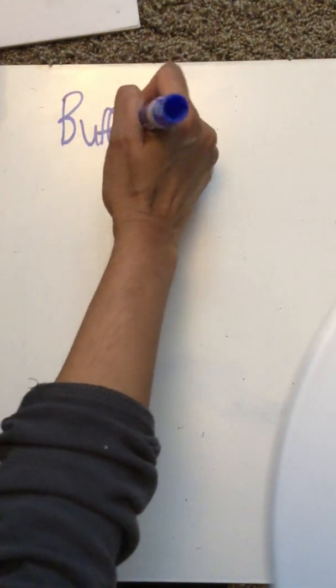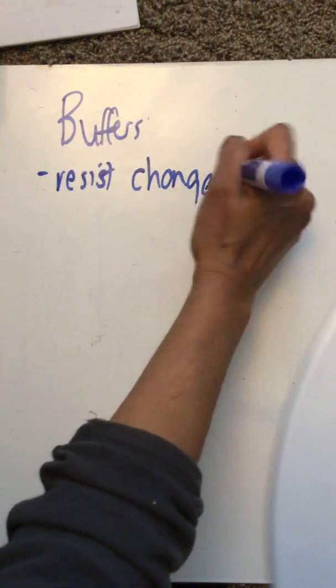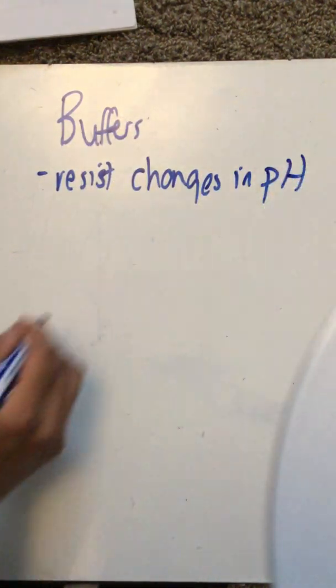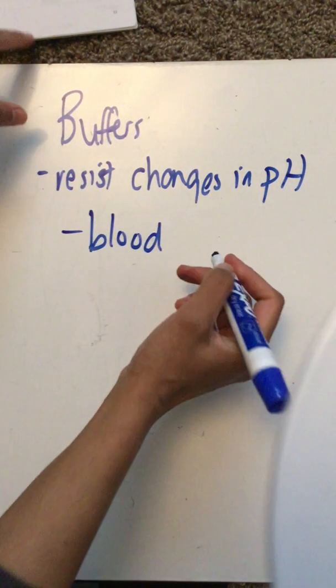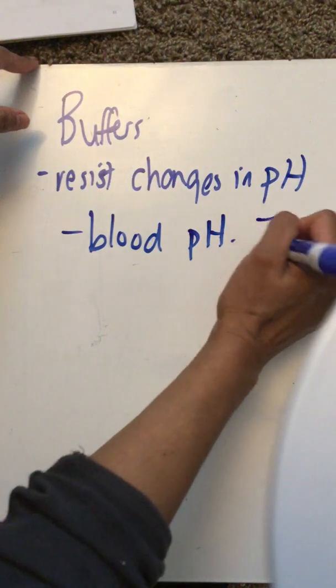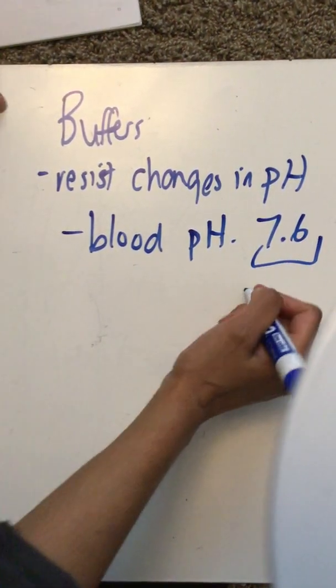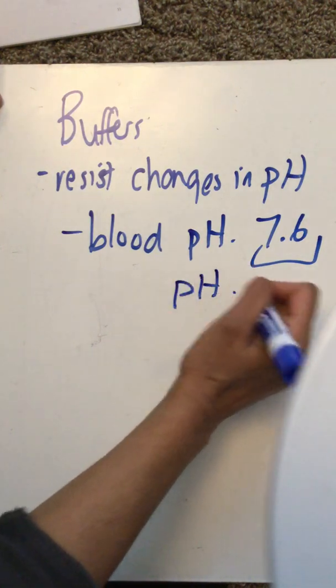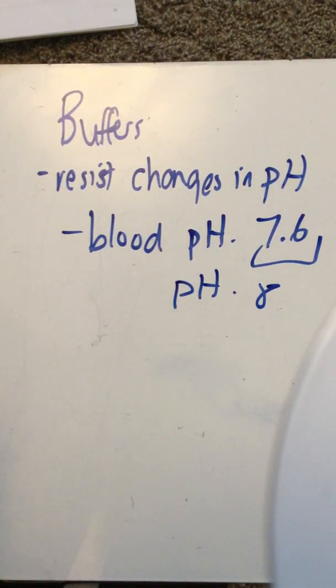Today's lesson is on buffers, and buffers resist changes in pH. That's what buffers do. So for example, your blood is pretty neutral. It has a pH of 7.6. It's pretty neutral, right? Some is pH 8. You can see it's leaning towards slightly basic because it's greater than 7.